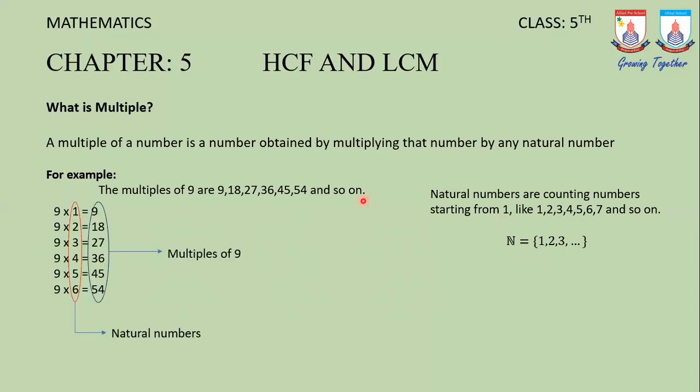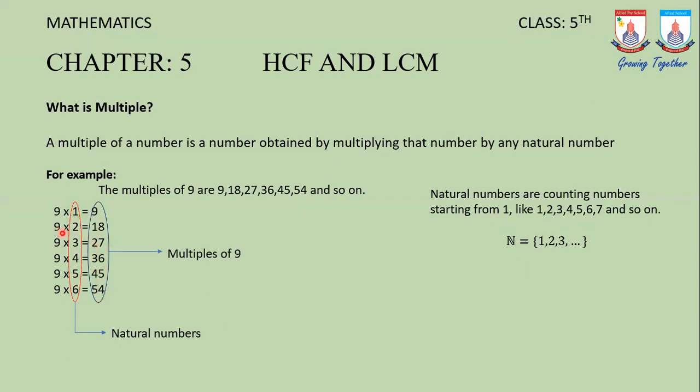For example, the multiples of 9 are 9, 18, 27, 36, 45, 54 and so on. The numbers which I am indicating in red color are natural numbers, and these numbers are multiples of 9. When 9 is multiplied by 1, it is equal to 9, 9 multiplied by 2 is equal to 18, 9 multiplied by 3 is equal to 27. These are the multiples of 9.